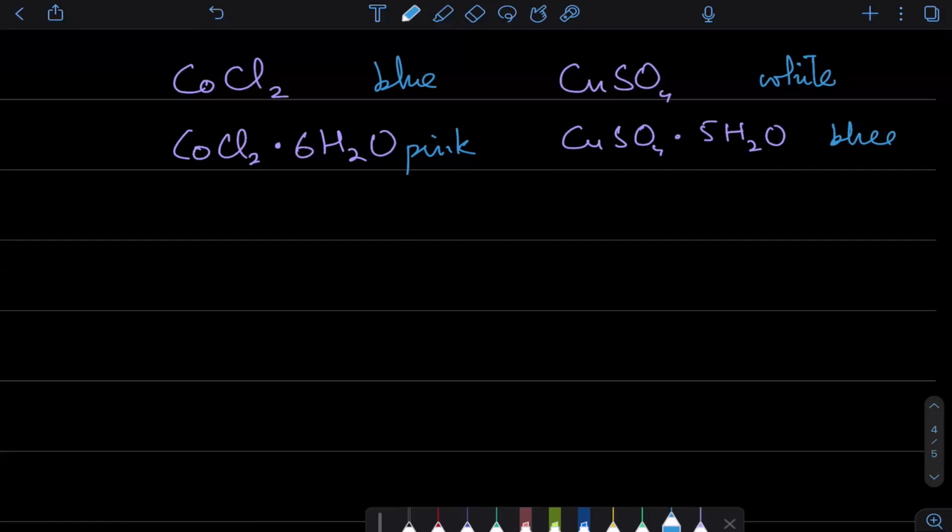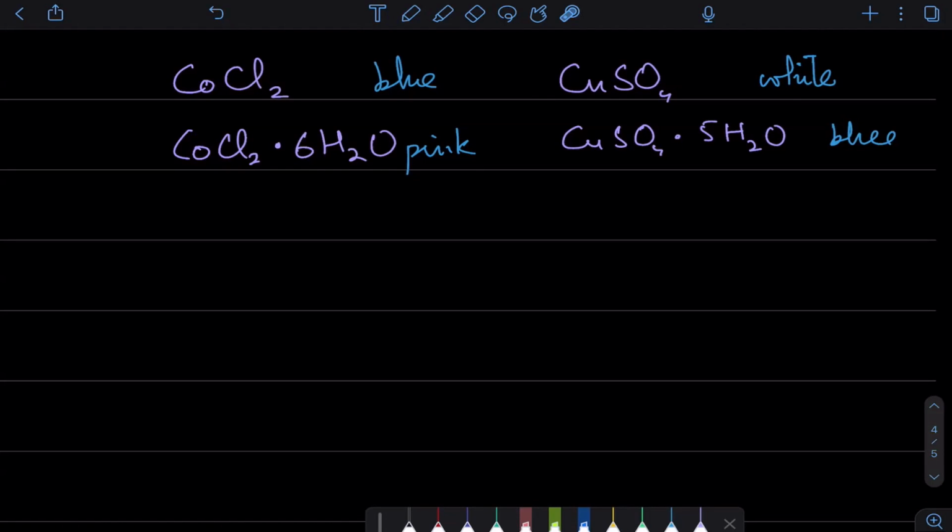What this means is that if I have a colorless liquid, I will just need to add one drop of it onto this or this. And if there's a color change, I'll know that the colorless liquid has water in it. It doesn't mean that it is pure water, because it could be a mixture, ethanol mixed with water, or something else mixed with water.